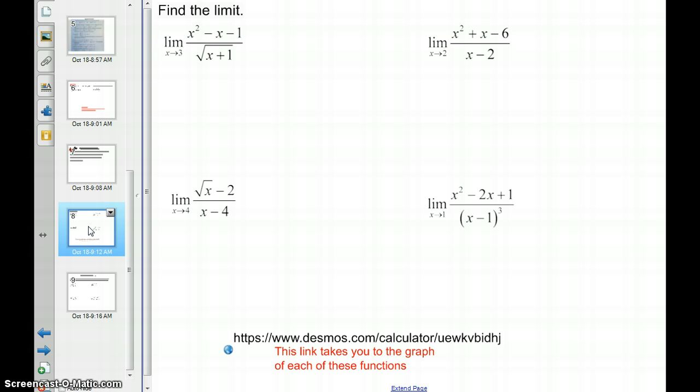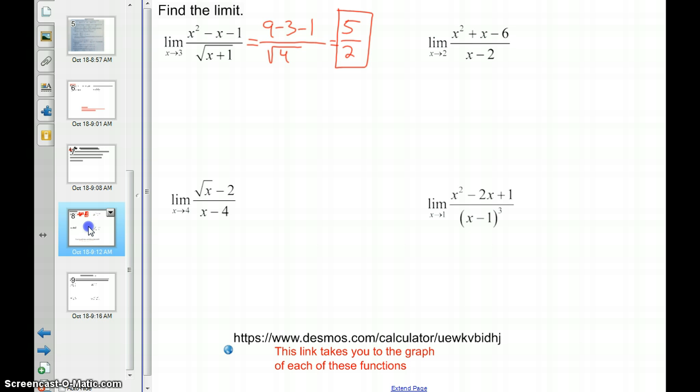All right, the first one on the top left, the limit as x approaches 3. So first step is just plug in 3. We're going to get 9 minus 3 minus 1 over square root of 4. So that's over 2, 5 halves. We got a y value. Okay, we plugged in the value of 3 into our function. That's our answer. We got a number. It's 5 halves. That's what the y values approach as x gets closer to 3.